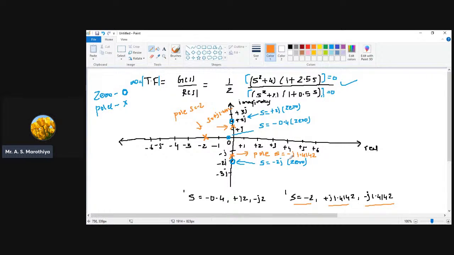So in this way, we are in a position to indicate the poles and zeros of a given system on the S-plane. You need to apply this logic: poles are indicated by a cross symbol, and zeros are indicated by a small circle. To find the value of poles, we need to equate the denominator polynomial to 0, and to find the value of zeros, we need to equate the numerator polynomial to 0. That is very important.